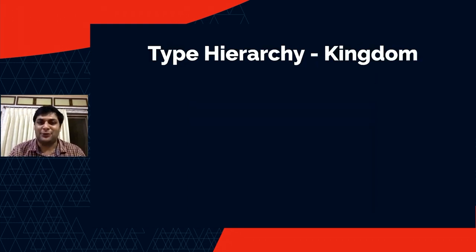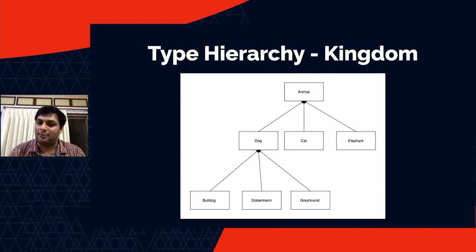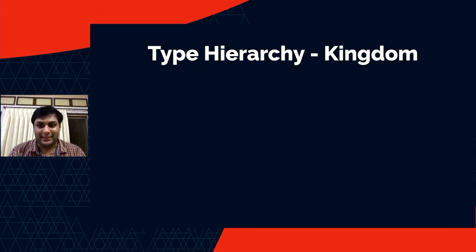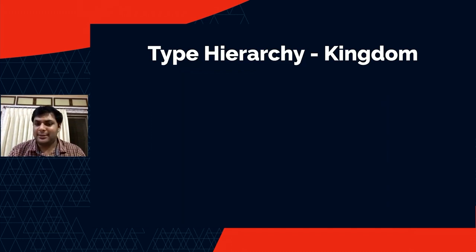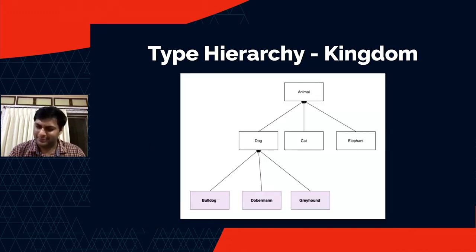Now let's dive into our animal kingdom type hierarchy. So here we have Animal at the top. Dog, Cat, and Elephant are the subtypes. Then Bulldog, Doberman, and Greyhound, the breeds of Dog.